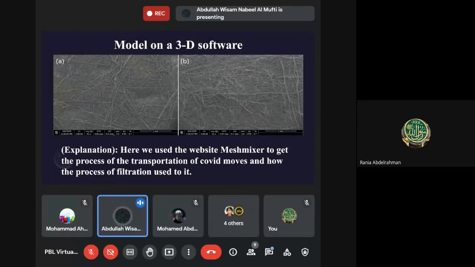Muhammad, can you explain this? Okay, as we understand from Abdullah now, our model represents the transportation of filtration for COVID-19. As you see in these pictures, they represent the process of how COVID moves when we use the filtration process. And we use a Mixer website, so we can get the transportation of COVID-19. Abdullah, you can go to the next slide. Okay.